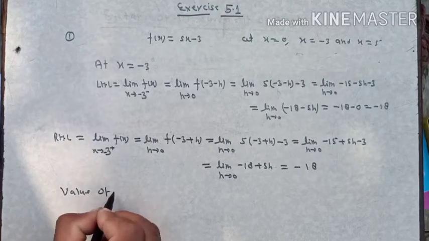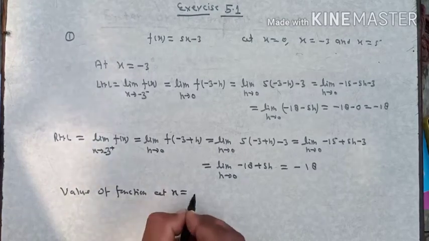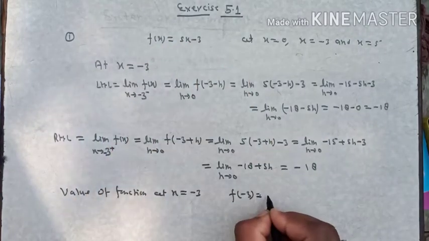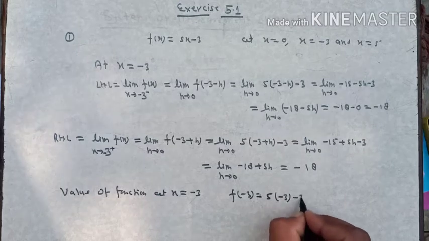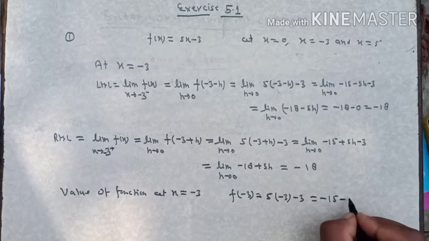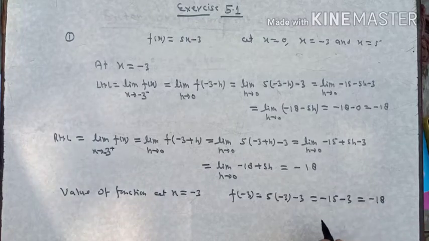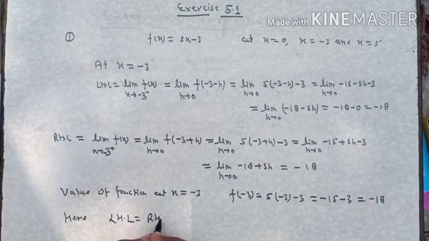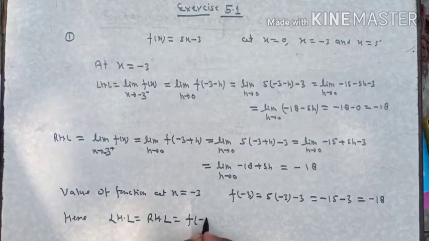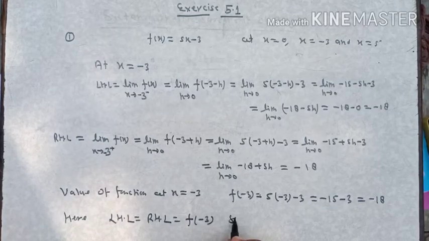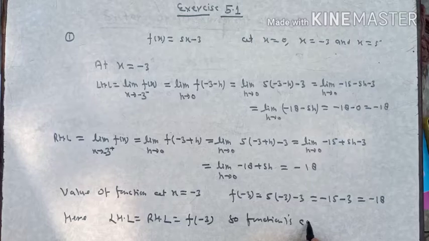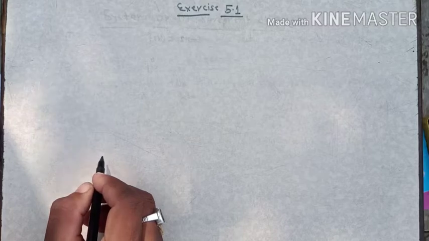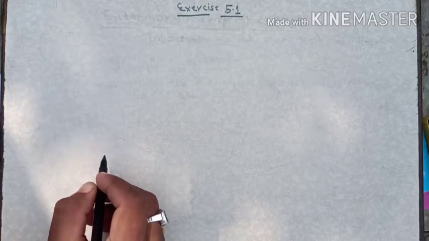Value of the function at x = -3: f(-3), the value of the function here, 5(-3) - 3 = -15 - 3 = -18. Here the left hand limit is equal to the right hand limit is equal to the value of the function at -3. All are equal, so the function is continuous at x = -3. Similarly, we can find the continuity of the function at x = 5.